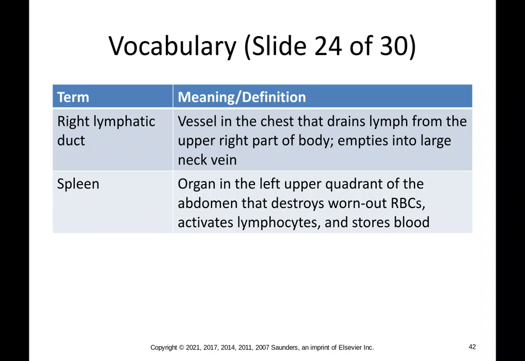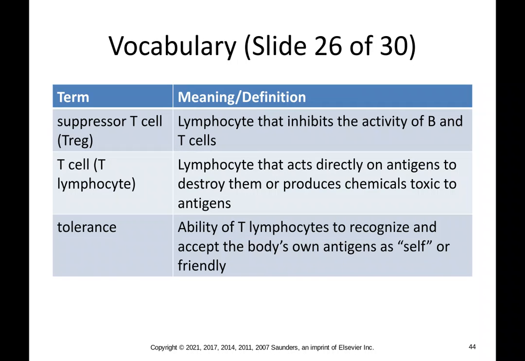Spleen is the organ in the left upper quadrant of the abdomen that destroys worn-out red blood cells. It activates lymphocytes and it stores blood. Suppressor T cells or Treg cells are lymphocytes that inhibit the activity of B and T cells. The T cell is the lymphocyte that acts directly on antigens to destroy them or produce chemicals toxic to antigens. Tolerance is the ability of the T cell to recognize and accept the body's own antigens as self or friendly.